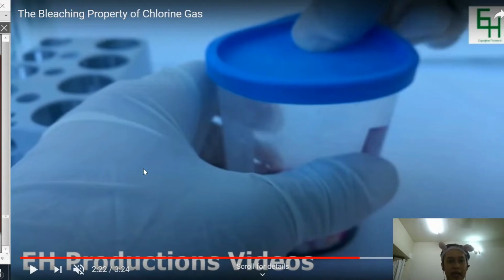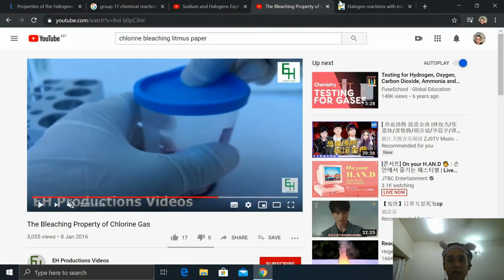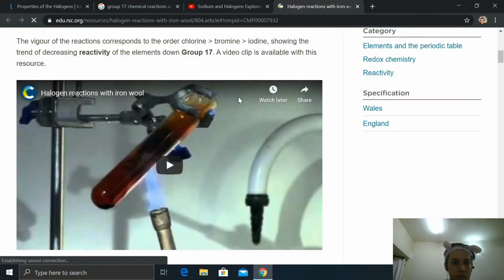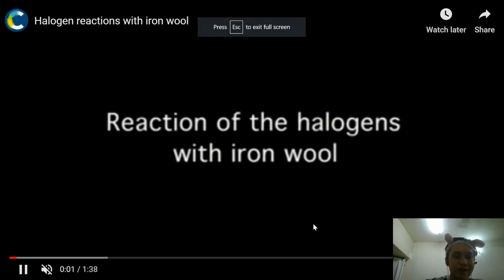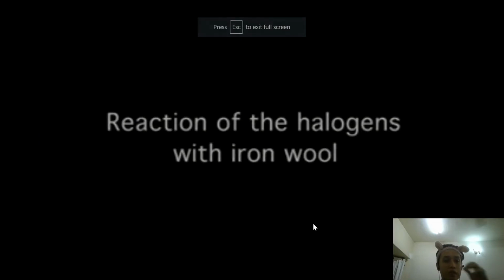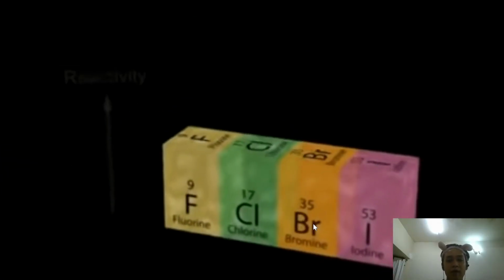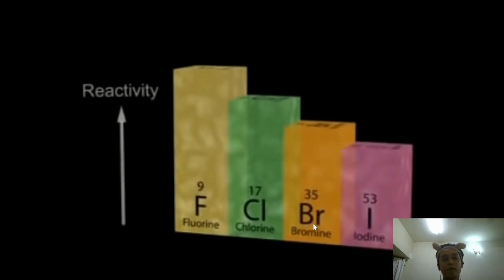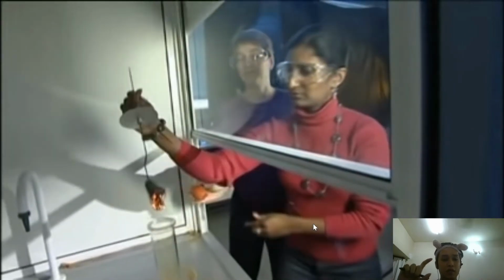Alright, so observation. Let us look at an example of the reaction between the halogens and iron wool. We are going to look at the reaction of halogens with iron. Technically we need to burn the iron, and then put it inside the chlorine, bromine, and iodine. So we're going to see what happens when this reaction goes on. Reactivity decreases, so you're going to see a difference in the burning. They burn the iron wool and then put it inside the chlorine gas.